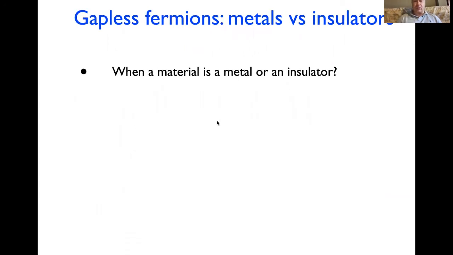Now, okay, so this was about a system of bosons. Now, the gapless excitations I will actually be interested in are gapless fermions, specifically gapless electrons. And so the question of the existence of gapless electrons in materials is really this fundamental question in condensed matter physics, which is when a given material is a metal or an insulator, right?